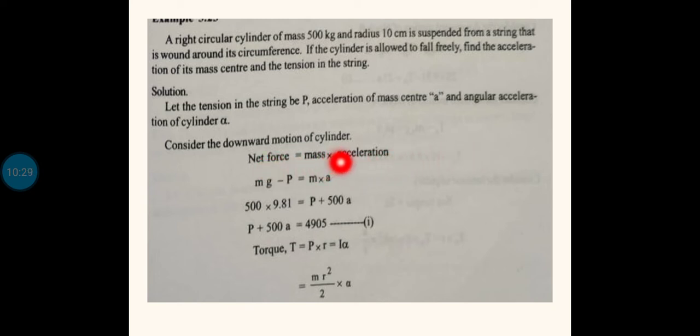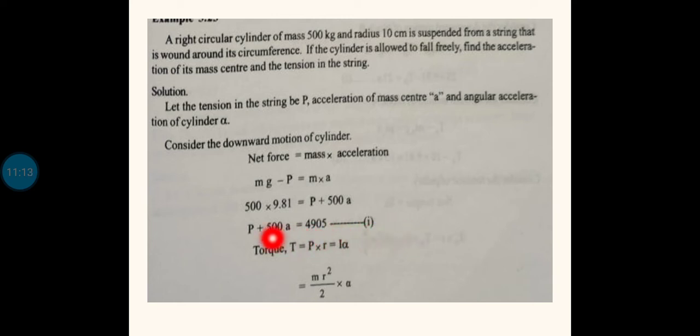We know that net force equals m into a, that is the dynamic equilibrium equation. The cylinder is moving downward, so in the downward direction the weight of the cylinder, m g, acts, and the tensile force P acts upward in the string. So mg minus P is the net force, where m is the mass of the cylinder and a is its acceleration. So 500 into 9.81 equals P plus 500 into a. So P plus 500 a equals 4905. That is equation 1. Keep it as such.